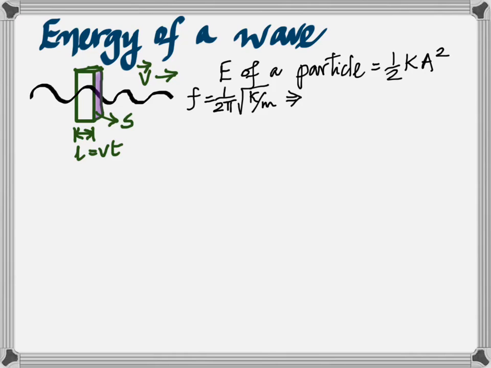You know what I'm trying to do? I'm trying to substitute for K. So make K the subject. You go ahead and write it. Square both sides, make K the subject. What would you get? Square both sides.